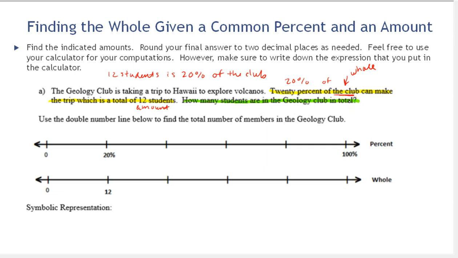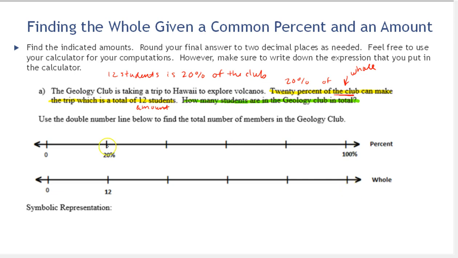So looking at our number lines, we have a percent and a whole number line. And notice we have a few things labeled. So the information we have is that 20% of the club is 12 students. And what we want to find is how many students are in the club in total, the whole, which is 100% of the club. So let's think of how we're going to find this.